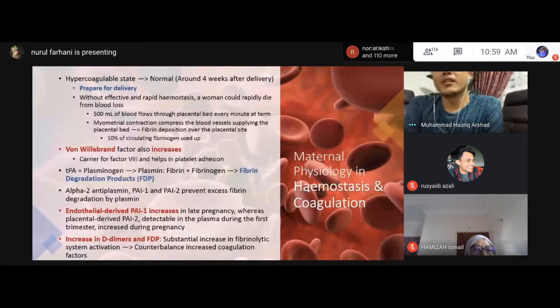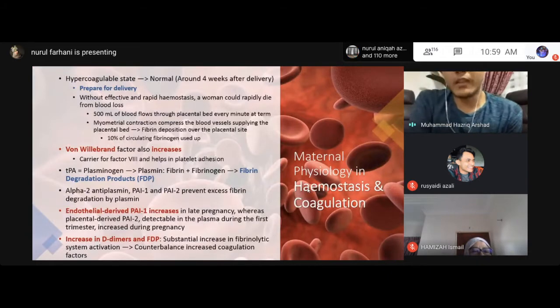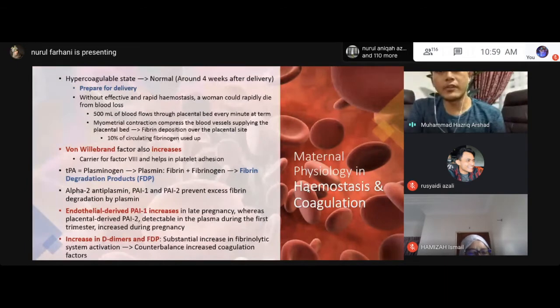Okay, for this one, I will show again about the physiology. As we know, pregnancy is a hypercoagulable state, and it will get back to normal around 4 weeks after delivery. And why do pregnant patients have a hypercoagulable state? Because they need to prepare for delivery, because without this, a woman could rapidly die from blood loss.